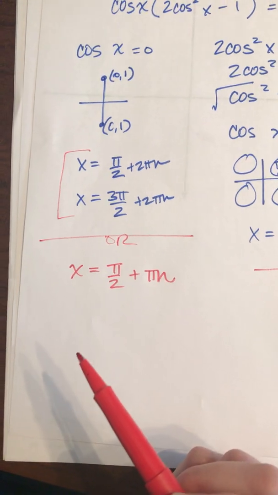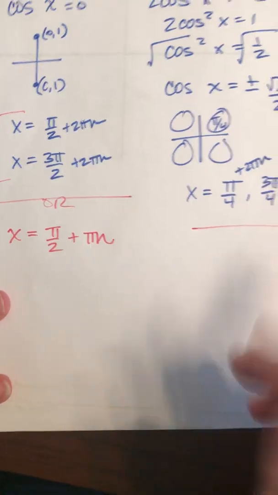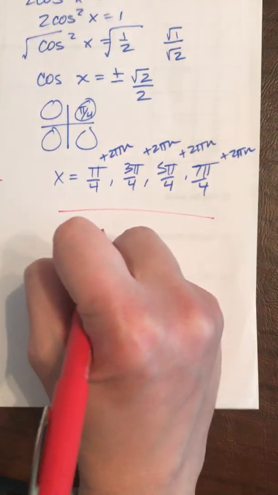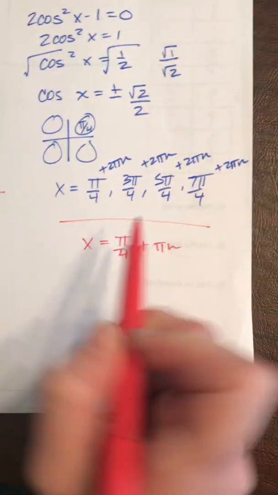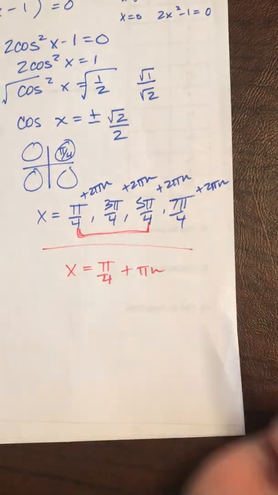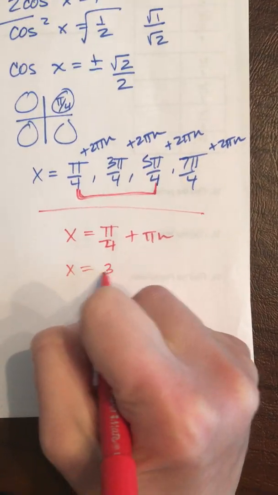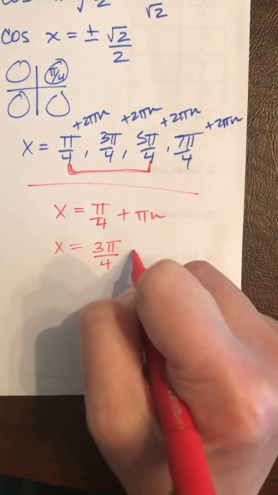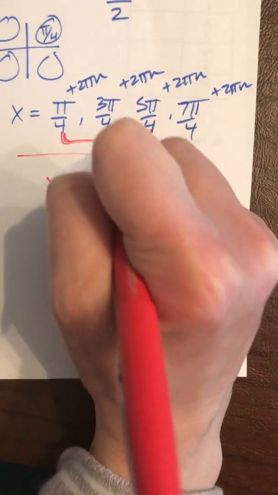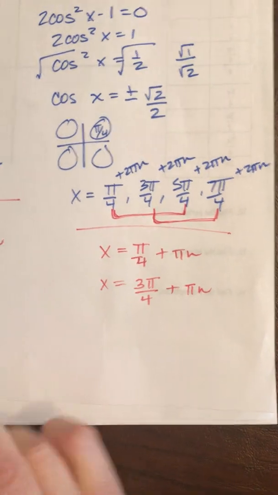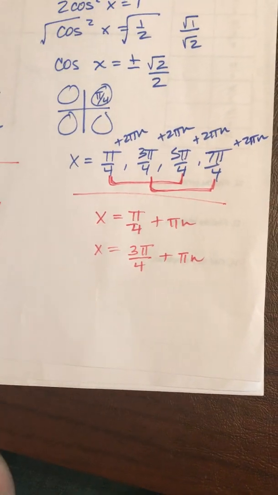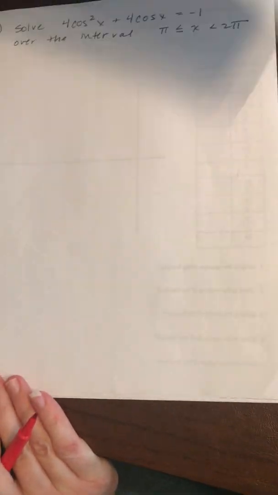So I just want to show you that you have some alternatives of how you can write your answers. Same thing goes over here. I could write this as x equals pi over 4 plus pi n, and that gives me these two right here. And then I could write x equals 3 pi over 4 plus pi n, and that gives me every multiple of those answers. So it just streamlines your answers a little bit, so in case you're curious or see that somewhere. All right, another one.